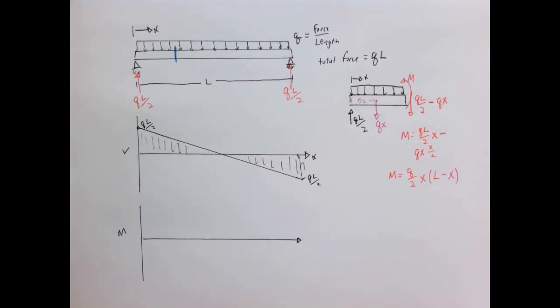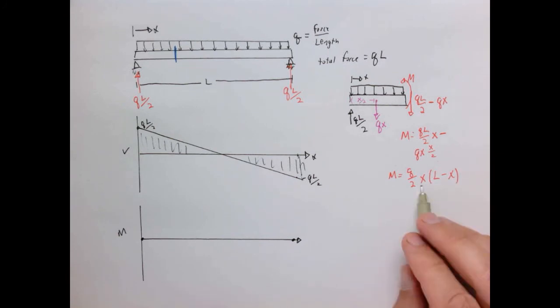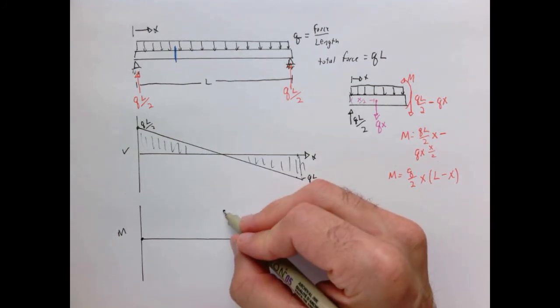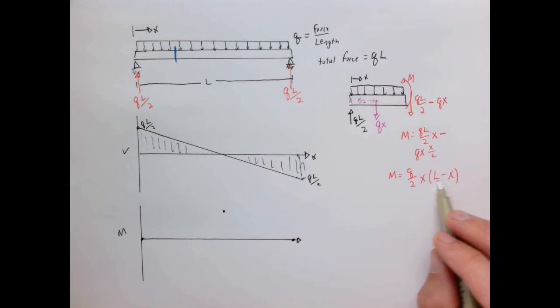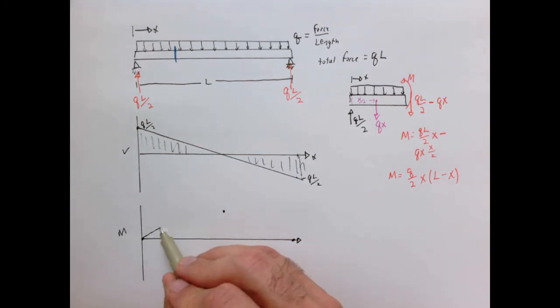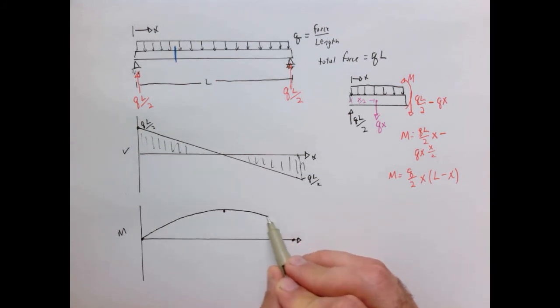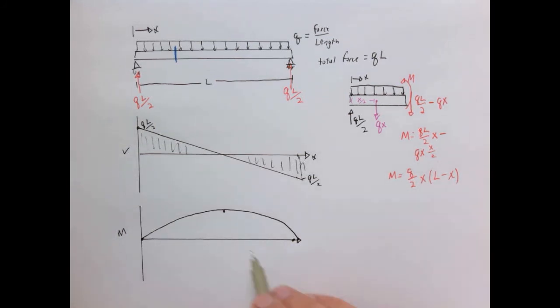And so what that's going to mean is when x is equal to 0, the moment is 0. When x is equal to L, the moment is 0. When x is equal to L over 2, the moment is a maximum and will be positive, right? Because L minus L over 2 is a positive number, and in between it's just going to be a parabola. So we have something like that. Kind of a poorly drawn parabola, but I think you get the idea.